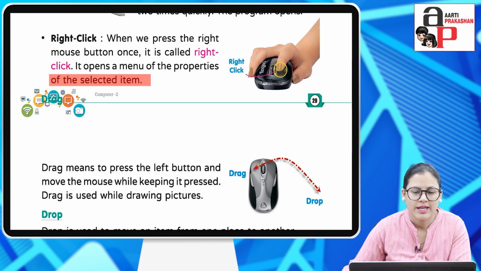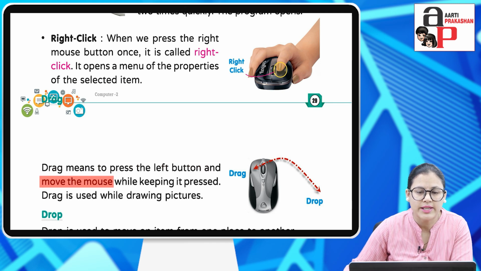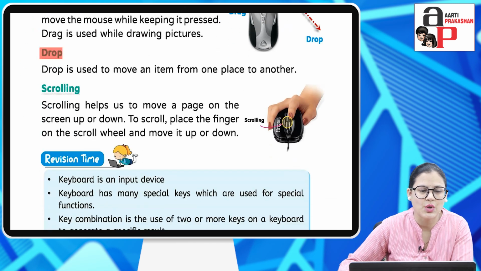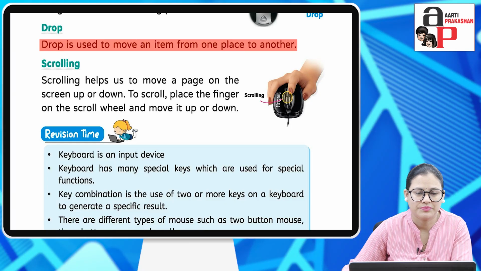Drag means to press the left mouse button and move the mouse while keeping it pressed. Drag is used while drawing a picture. So while dragging, we keep the left mouse button pressed, right? Next is drop. Drop is used to move an item from one place to another.